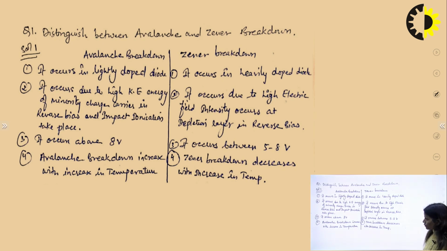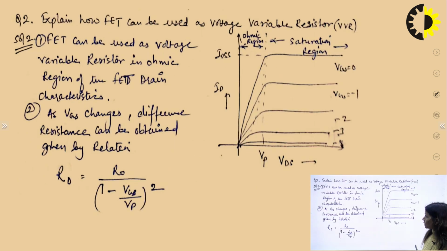Now the fourth one: avalanche breakdown increases with increase in temperature. So we distinguish the temperature effects of these two, and Zener breakdown decreases with the increase in temperature. So we have answered the question in a way that you can get full marks if you answer in the same way. These are all 2 marks questions, and you can answer like this.